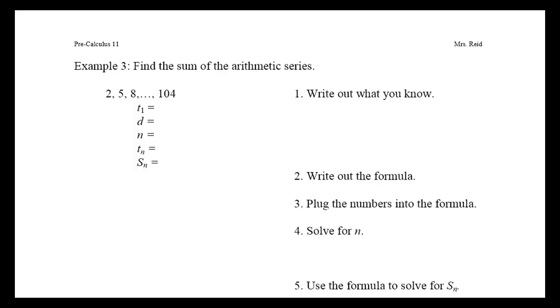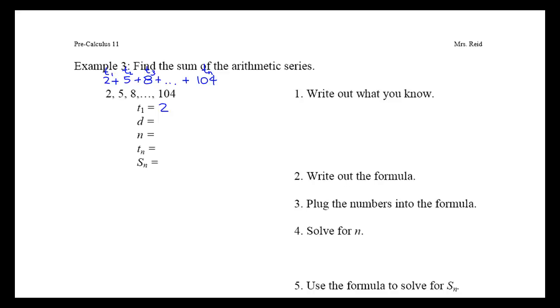Example 3. Find the sum of the arithmetic series. This typically should probably be written as 2 plus 5 plus 8 plus ... plus 104, because it is a series. So it probably would not be written with the commas there because that indicates a sequence. So looking at this, this is my term 1, T1, 5 is term 2, 8 is term 3, and then 104 over here is going to be Tn because I don't know what term that is, where it falls in the sequence.